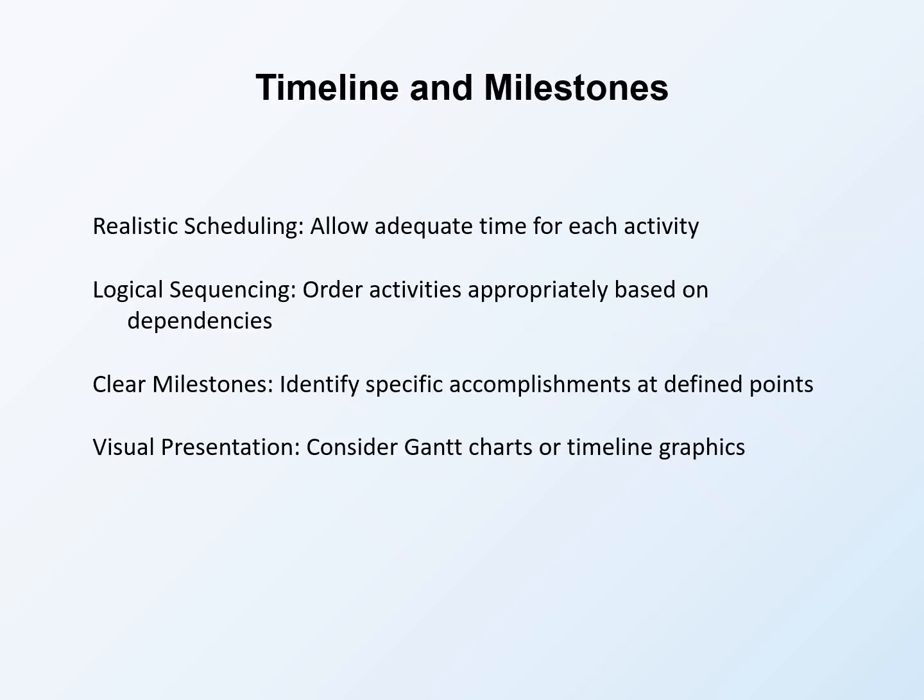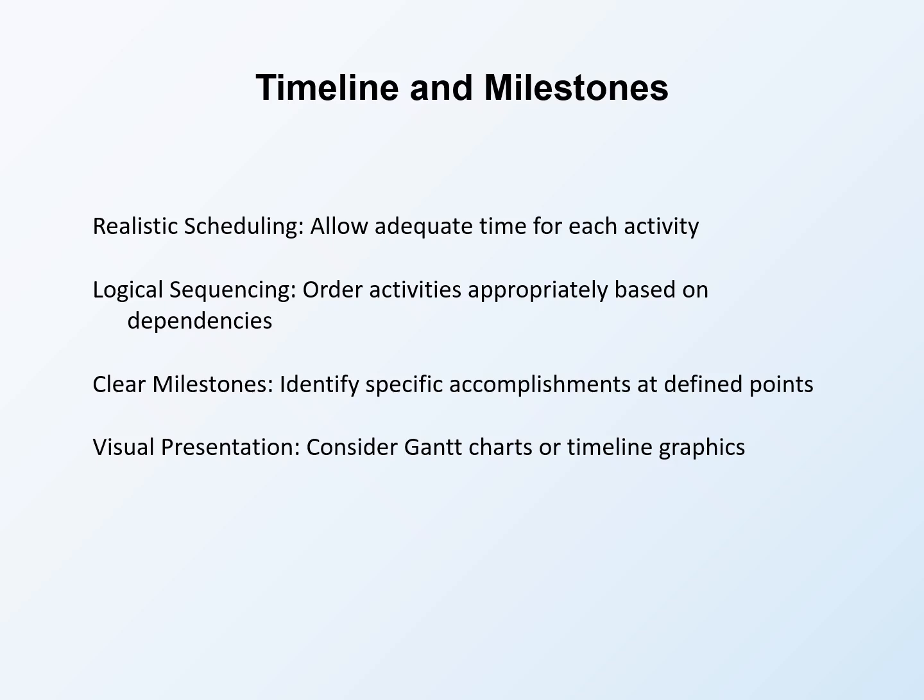Timeline and milestones demonstrate that you have planned implementation realistically. Realistic scheduling allows adequate time for each activity based on actual requirements. Recruitment takes time, data collection takes time, analysis takes time. Schedules that compress activities into unrealistic timeframes suggest naive planning or inevitable delays.